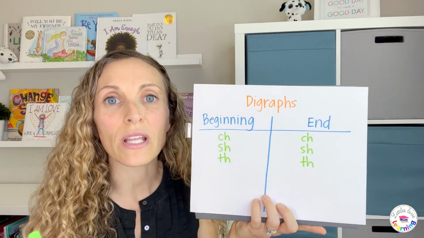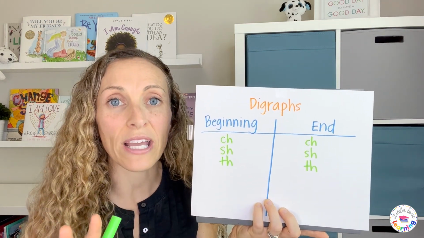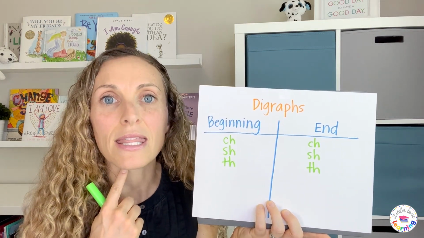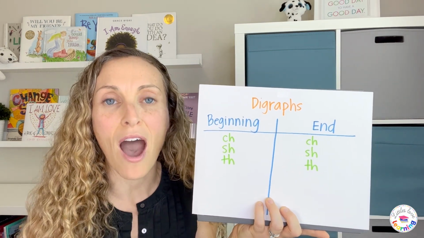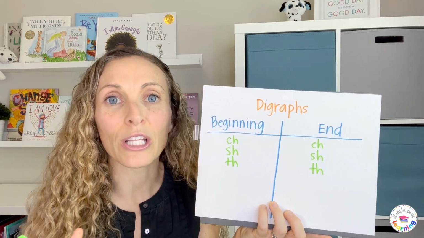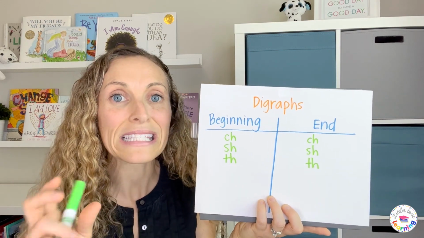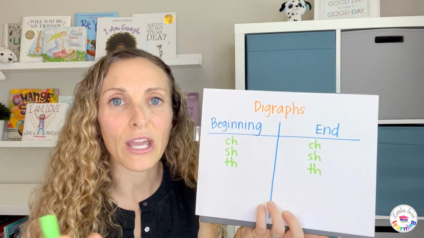It's really important that you teach TH both ways, with our voice box on and our voice box off, so that our little ones know how to flex that sound so they can make sure that they are making it correctly in words.